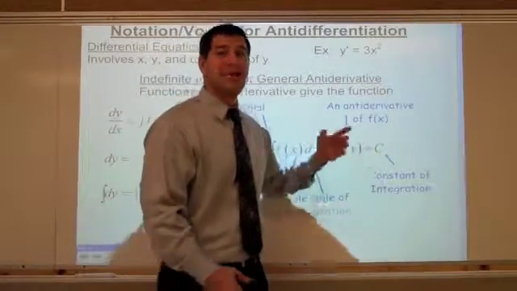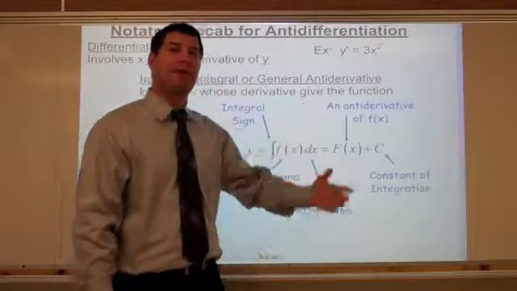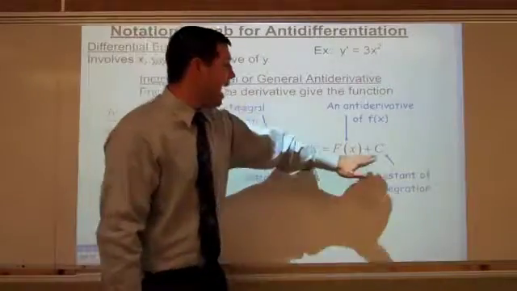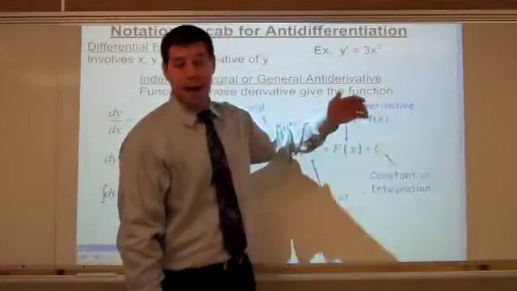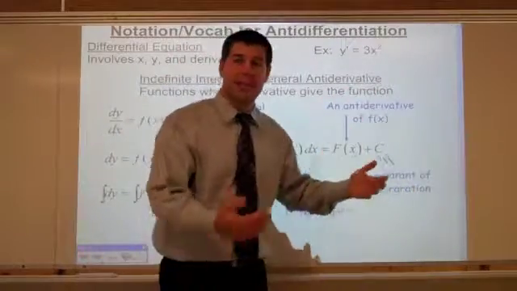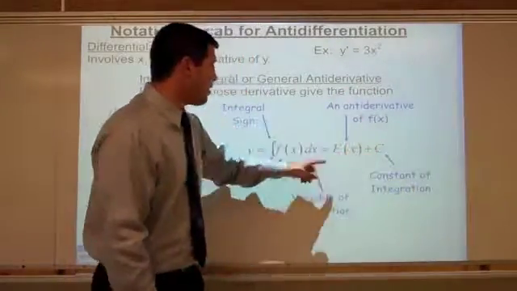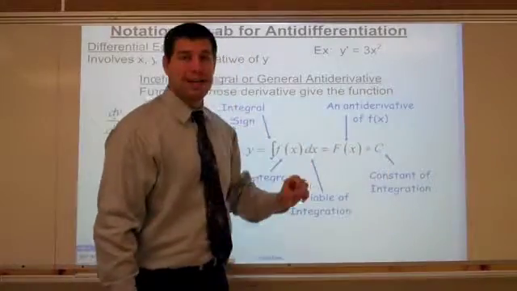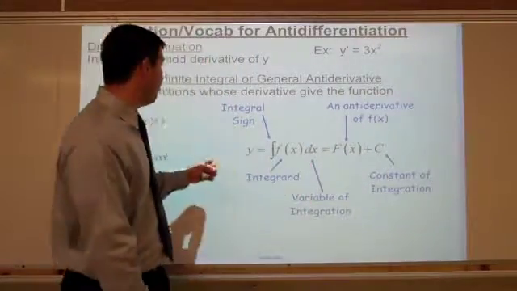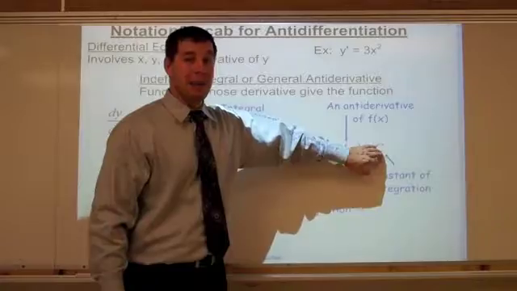That c stands for that family of functions, that family of constants, that unlimited number of constants. Any number could be at the end. Plus 1, minus 7, plus a billion, plus 0. Any number could be at the end. So that's why this is a family of antiderivatives, or a set of antiderivatives, because this c could be anything.